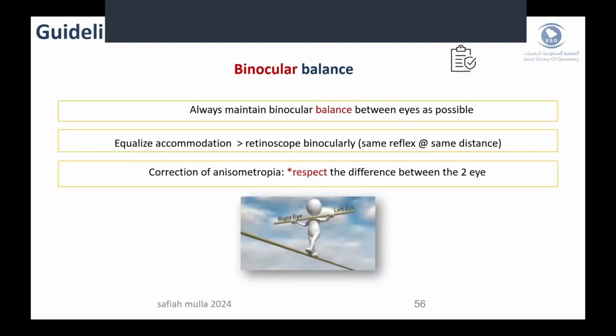The other thing is you should always consider binocular balance between the two eyes. Always maintain binocular balance as much as possible. You also equalize the accommodation. You do retinoscopy binocularly and see if they have the same reflex coming from both eyes from the same distance. You want to be sure that the accommodation is equal in both eyes. And then for correction of the anisometropia, again, respect the difference between the two eyes. If you cut the corrections, you have to cut from both eyes at the same time. And we will talk about this also.